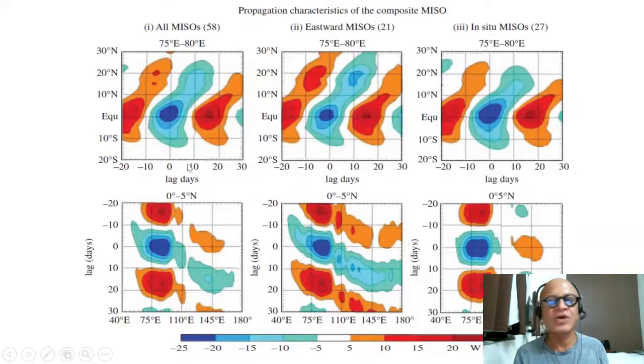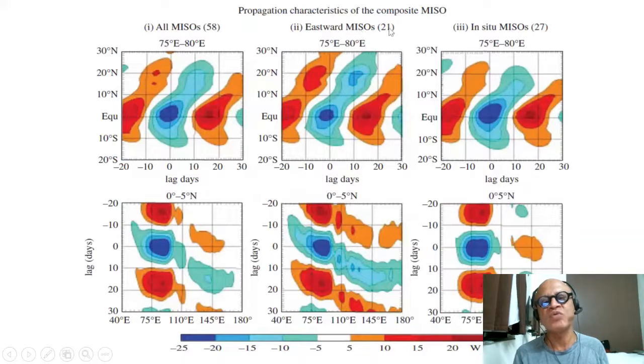So this is again OLR, of course. You have the break period propagating to the north, so that the continent would have below the climatological rain. This is the active period, so you can see the propagation speeds and so on. And you have eastward propagating mesos.